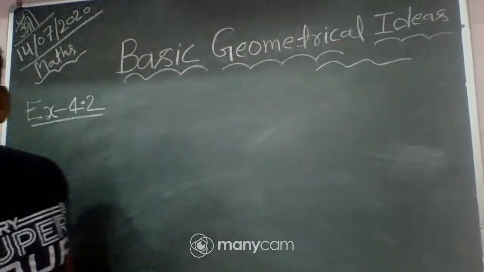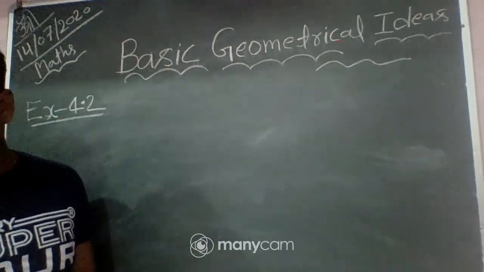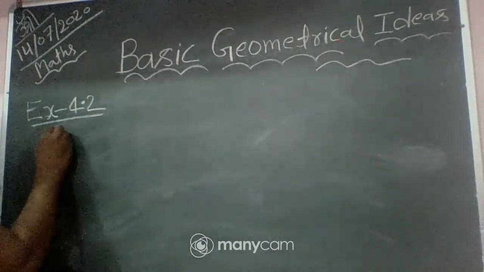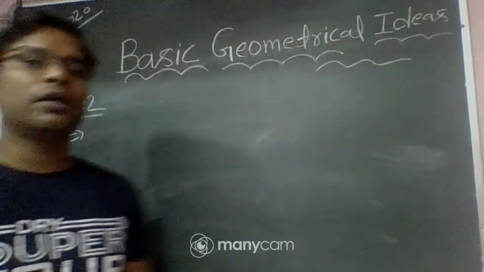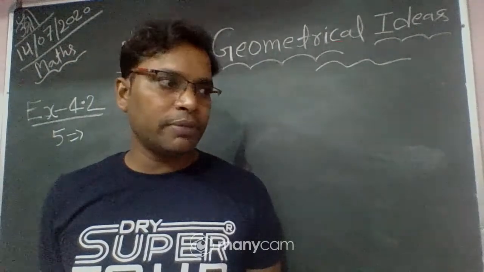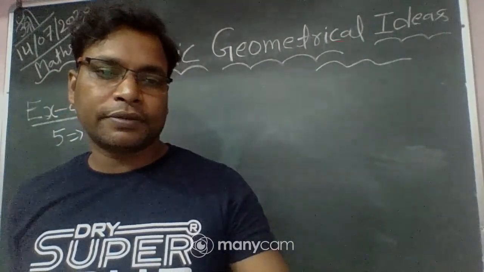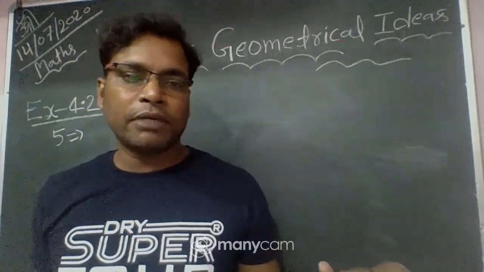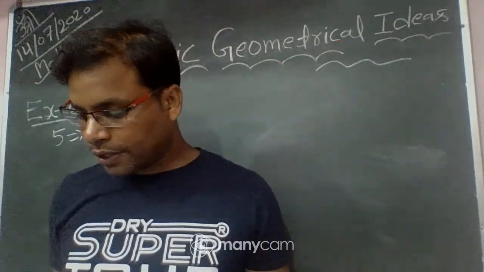Illustrate, if possible, each one of the following with a rough diagram. A closed curve that is not a polygon. So in question number 5, we need to draw a closed curve that is not a polygon. First we need to know what a polygon is. A closed figure which is made by line segments is called a polygon.